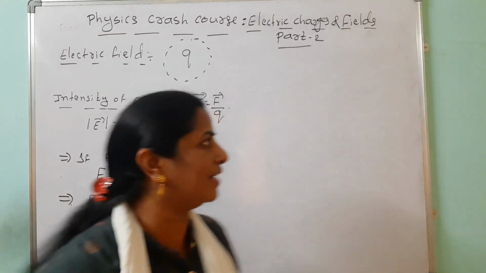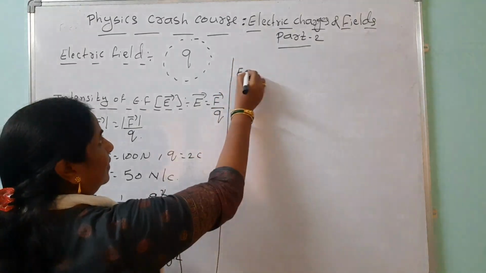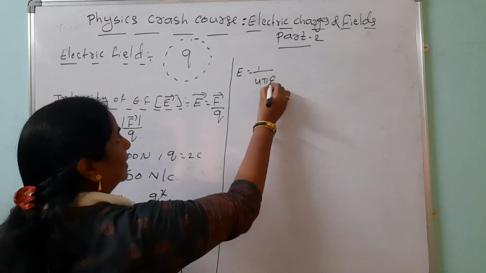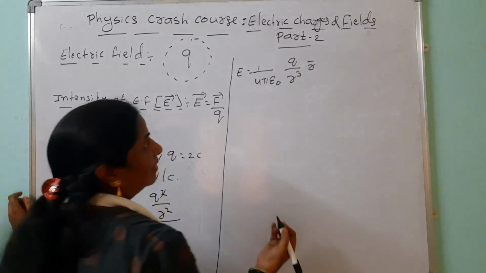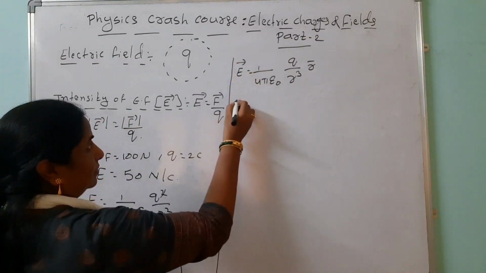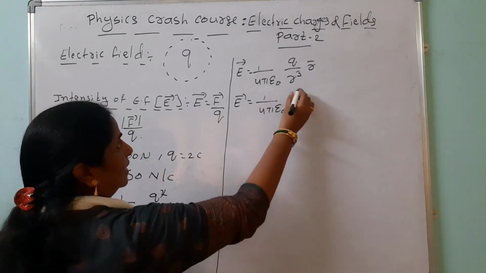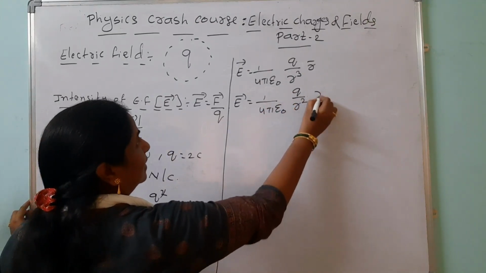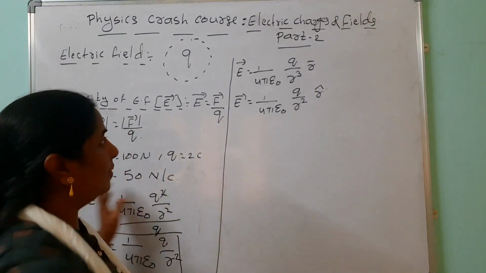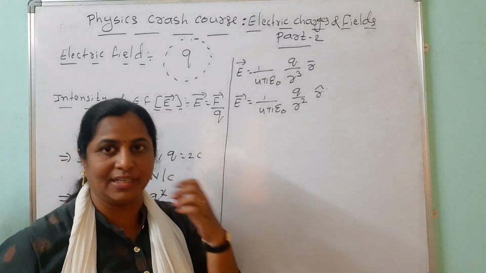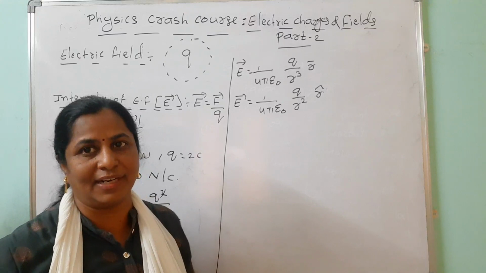In terms of vector notation, how do we express this? Look here. E equals 1 by 4 pi epsilon naught Q by R cube along the direction of R bar. Like that, we can show it in terms of unit vector also: 1 by 4 pi epsilon naught Q by R square, then R cap. So this is also one of the formulas in vector notation. Don't get confused here. Then we are going to discuss the direction of intensity of electric field.